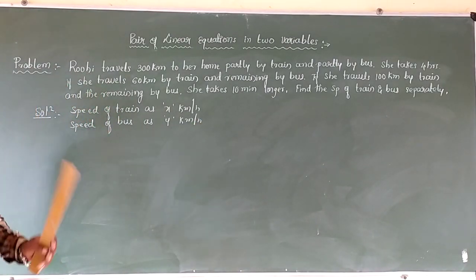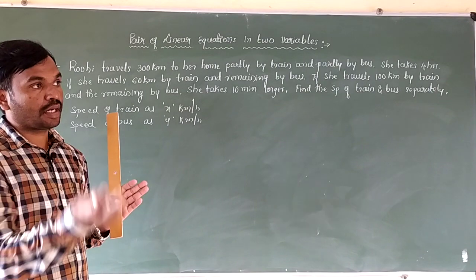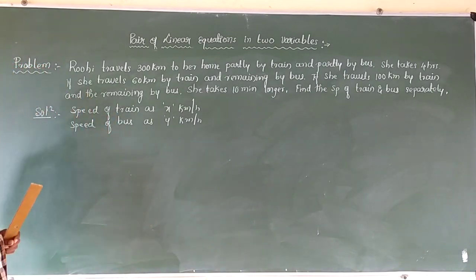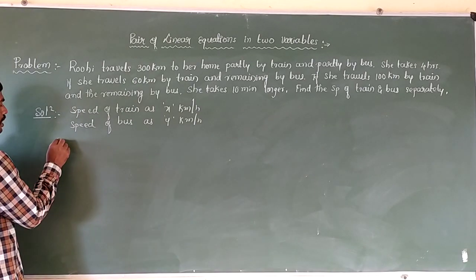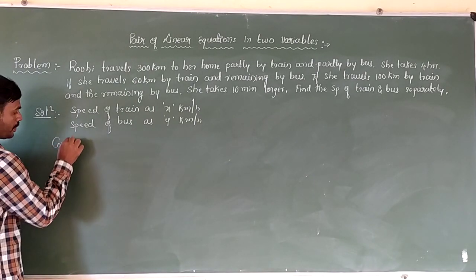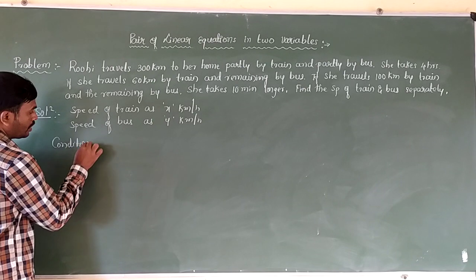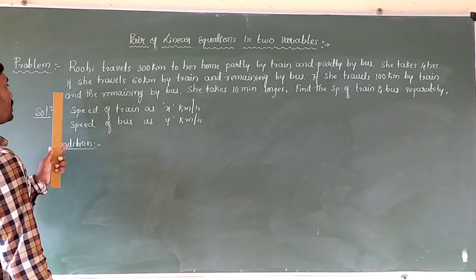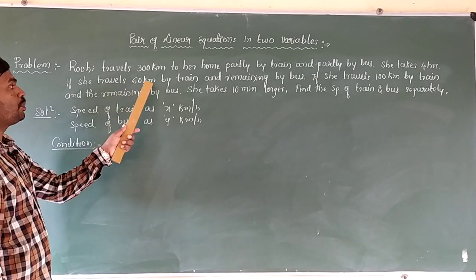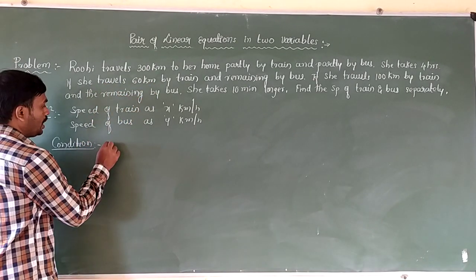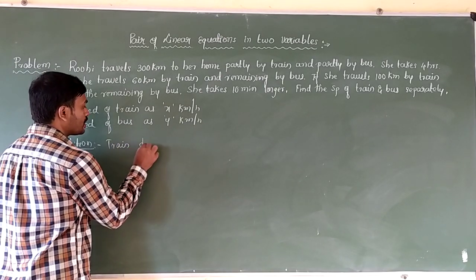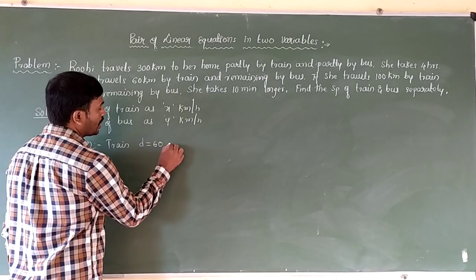So here there are two conditions. She travels completely 300 kilometers, partly by bus, partly by train. Let us take condition number 1. Condition number 1: she takes 4 hours if she travels 60 kilometers by train. By train, distance covered is 60 kilometers.